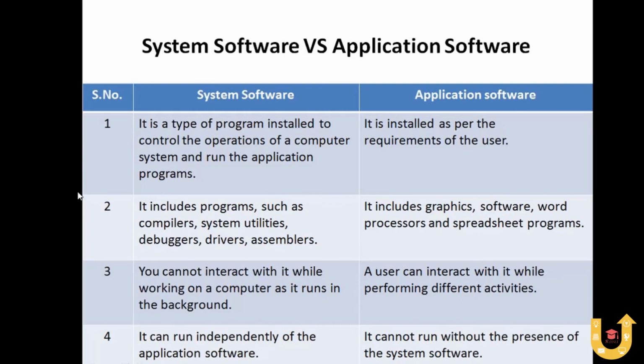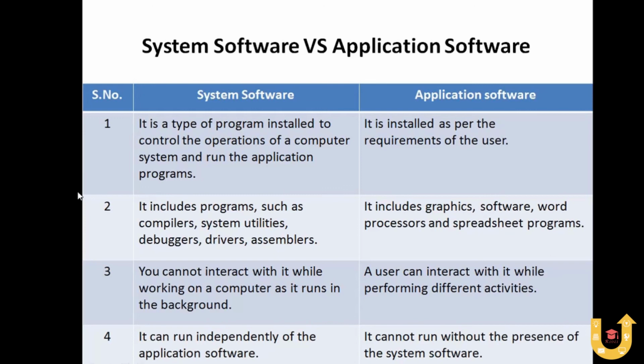Point number one. System software is a type of program installed to control the operations of a computer system and run the application programs, whereas an application program is installed as per the user requirement. Second point, system software includes programs like compilers, system utilities, debuggers, drivers, assemblers. On the other hand, application software include graphics software, word processors, and spreadsheet programs.